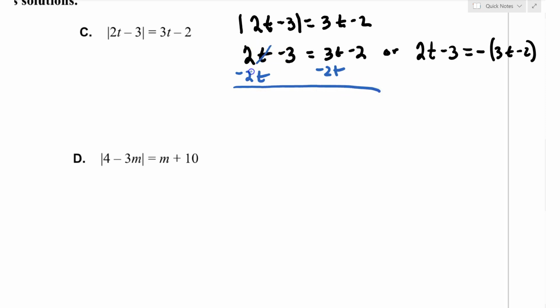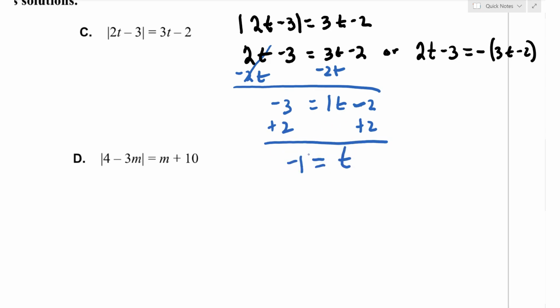2t minus 2t, that's gone. 3t minus 2t is just 1t, and then you bring down the minus 2, and then you have a negative 3. So you see you have a negative 2, you have to address that. You add 2 to both sides. So t is equal to negative 1, possibly. We still got to check it.